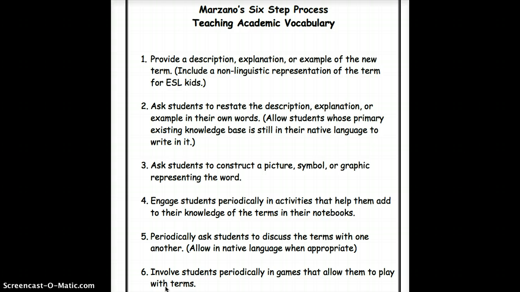Five is to periodically ask students to discuss a term with each other, which kind of goes back to number two. And six involves students periodically in games that allow them to play with terms. And I'll do this later on. I'm not going to do it just yet with only one word, but when I get a chunk of words, then we can kind of start playing games, maybe something like charades.